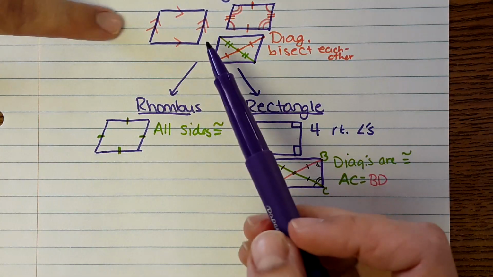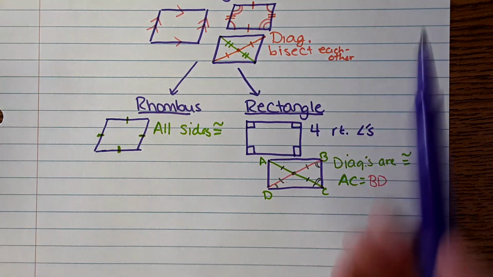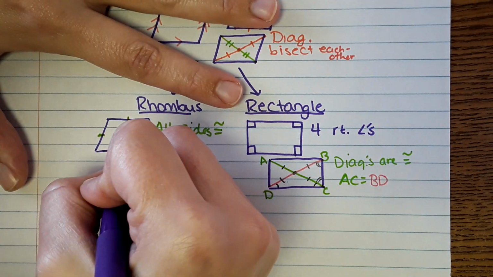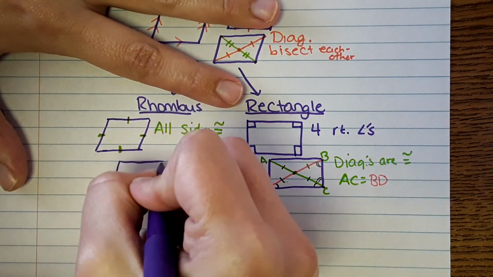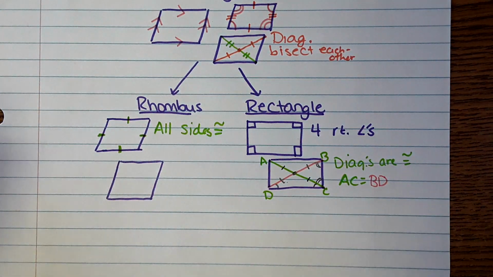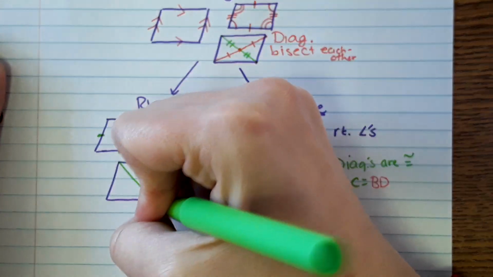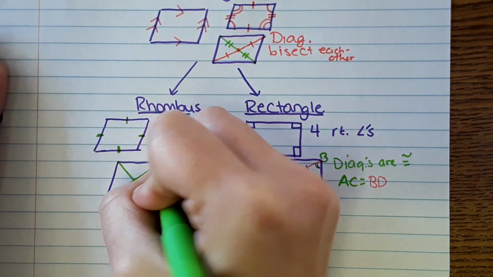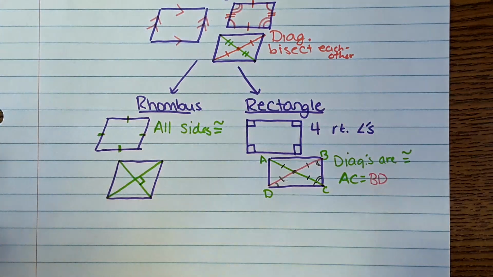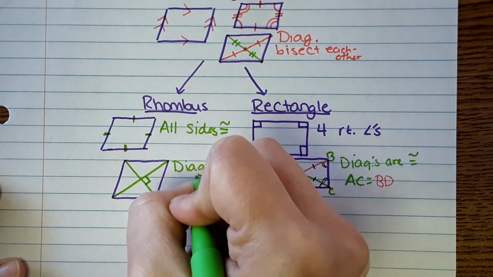And again, it's a parallelogram, so opposite sides are parallel, opposite sides are equal, diagonals bisect each other, and then in addition to that, drawing another rhombus as best I can, the diagonals are actually perpendicular, so if I draw a diagonal here and one here, it should make a 90-degree angle. Diagonals are perpendicular.